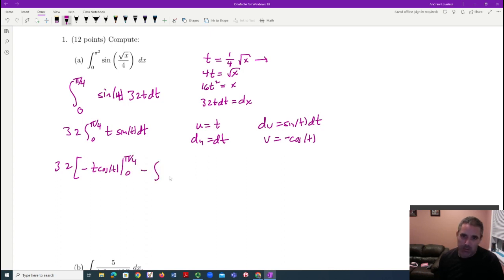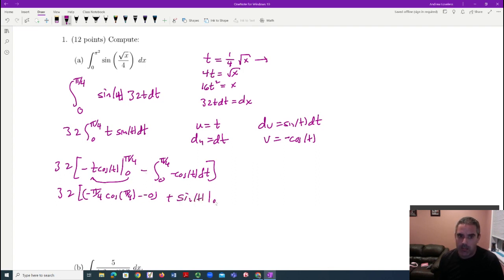So as I said, you really want these things to start to become automatic. You don't want to have to stare at the problem, especially these ones that fit directly into a method. This is pi over 4 cosine of pi over 4 minus negative 0. The reason it's 0 is not because of the cosine, because of that. And then minus minus is plus. Antiderivative is sine from 0 to pi over 4.